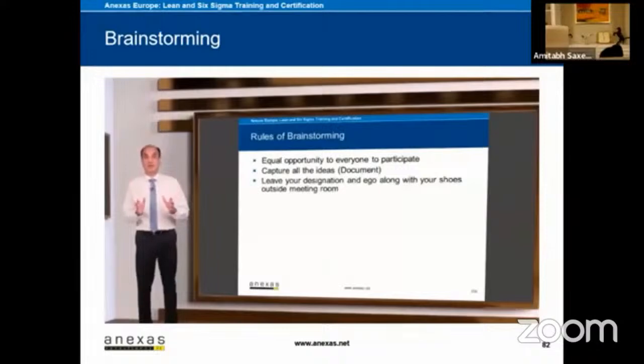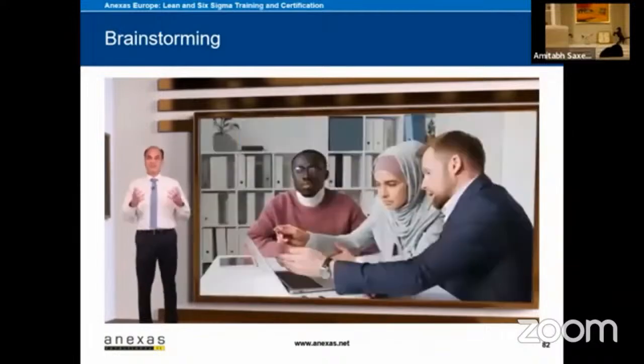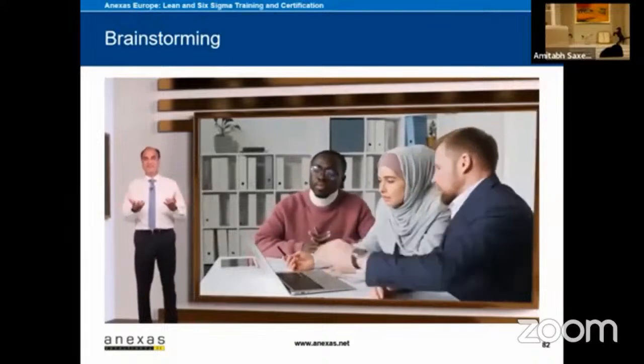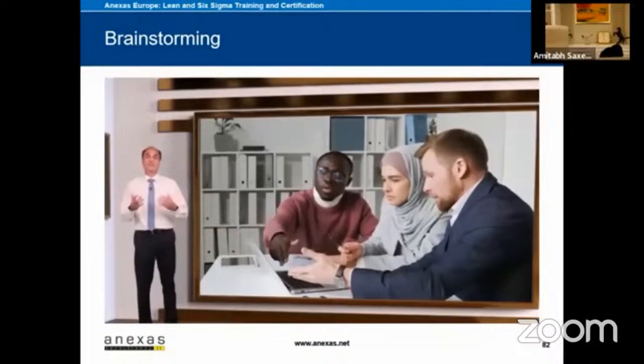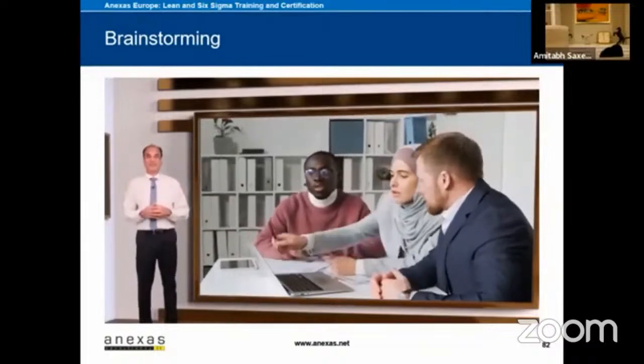Leave your designation and ego along with your shoes outside the meeting room. That means don't think that if you are senior, your idea carries more weightage. So obviously this ground rule should be very clear to everyone, and everyone should be encouraged to give an idea, and everyone's idea should carry equal weightage. There should be a non-threatening environment. When people are giving ideas, they should not be afraid of giving ideas. So you should create an environment where people are encouraged to give ideas.